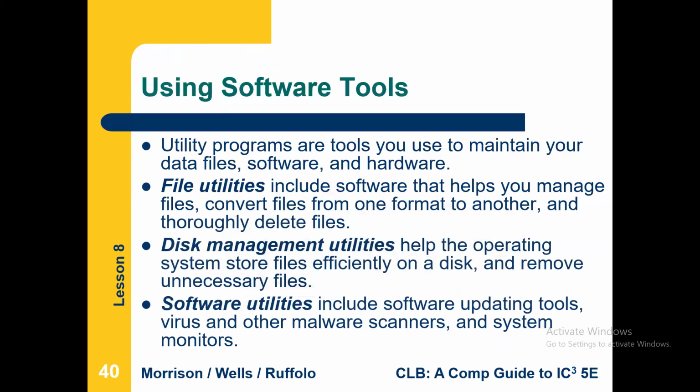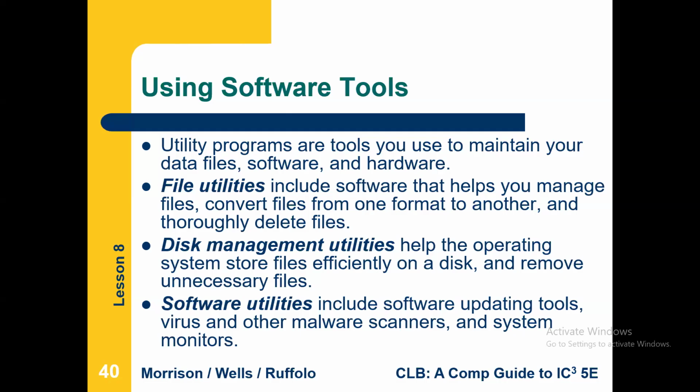All right, so we look at the software tools. Apart from the application software, there are other tools or software programs that we call utility programs. These utility programs are just there to help us maintain our files, our software, and then the hardware. So the first one is known as the file utilities. This file utility includes software that helps you to manage your files and convert files from one format to another.